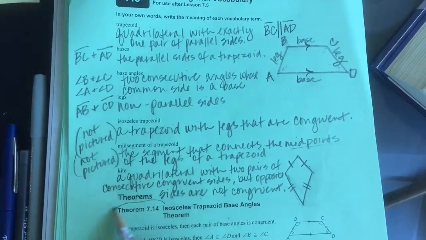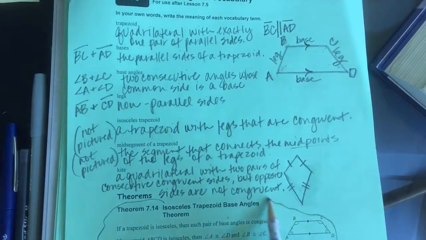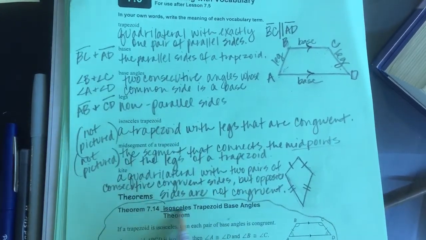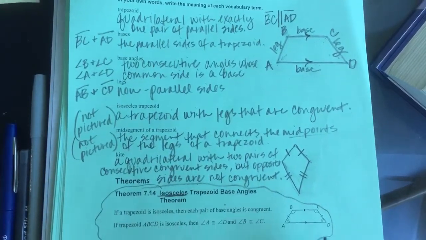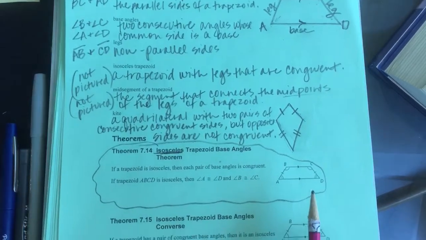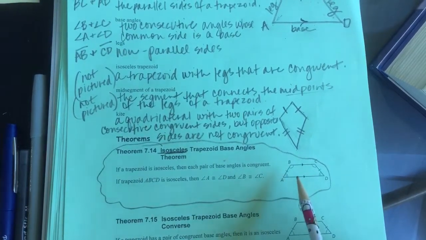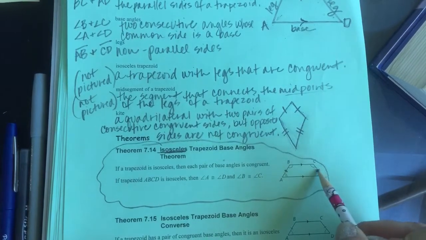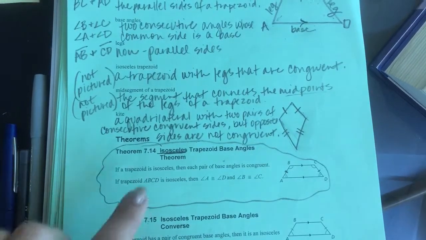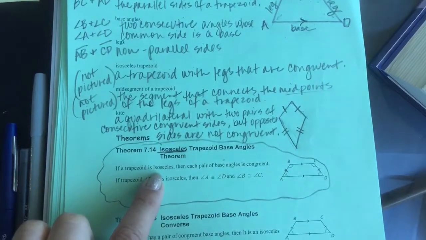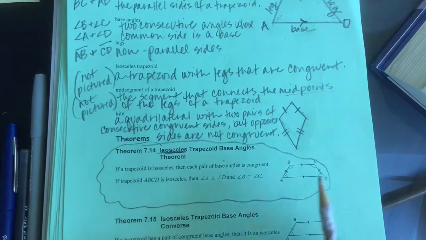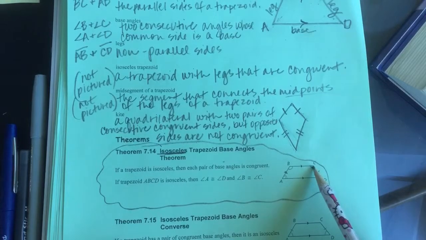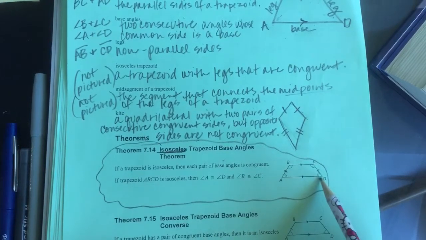Now we get into some of the rules, our theorems. Pay attention to the fact that this one only applies to isosceles. We see in theorem 7-14 the isosceles markings sitting here. AB is congruent to CD. If a trapezoid is isosceles, those marks are there. Then each pair of base angles is congruent. B and C will be the same. A and D will be the same.